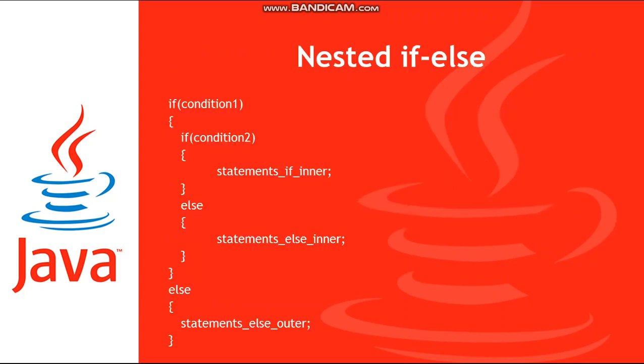Nested if else. Nested if else: in an if condition, we can use another condition, that is the nested if else. If condition in braces, if the condition is true it executes, else will execute. अगर ये कुछ भी execute नहीं हुआ तो if का जो else है वो execute होगा.